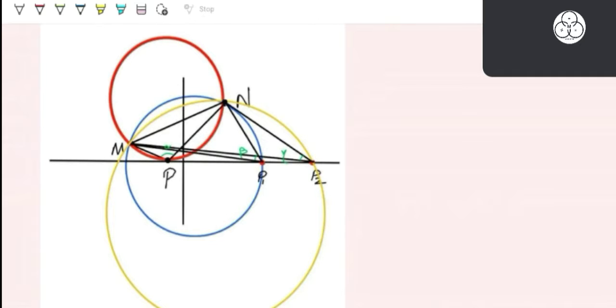First of all, this is the line MN. Let me assume 3 points for P here, because P is a moving point. Let's consider them as P0, P1 and P2. These are 3 points. Now let's observe one thing.